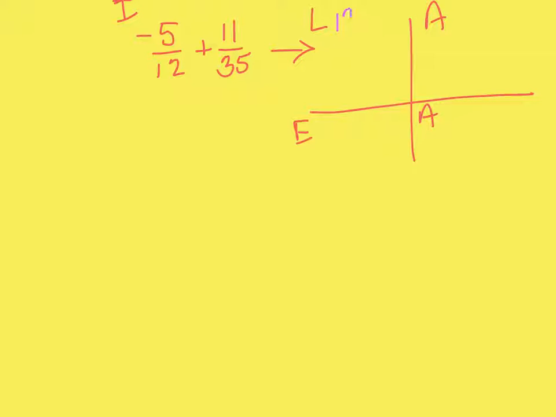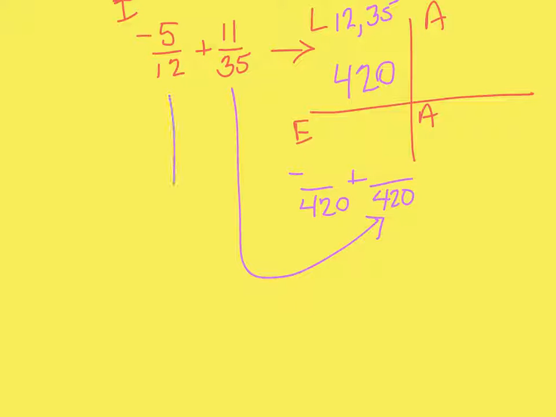So the least common multiple of 12 and 35 is going to be 12 times 35. And you're thinking, I can't do that. Well, what's 12 times 30? Well, 12 times 3 is 36, so 12 times 30 is 360. And then 12 times 5 is 60, so I've got 360 plus 60 more gives me 420. So I know I'm going to have some negative number over 420 plus some other number over 420. So first I'm going to say, how do I get from 12 to 420? Well, that of course was times 35.